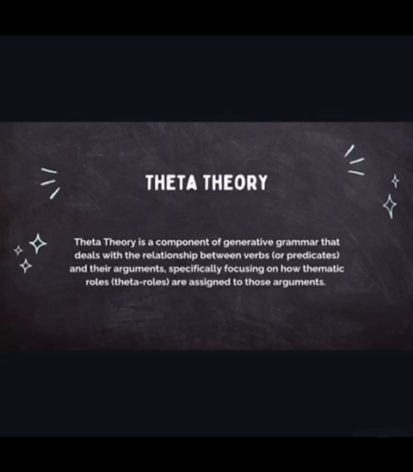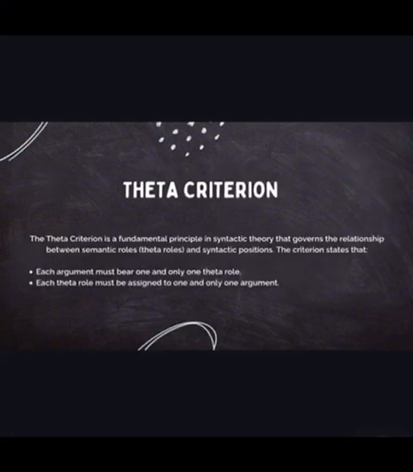Theta theory. This theory is crucial for understanding sentence structure and grammaticality in natural language. And theta criterion. The theta criterion ensures a one-to-one correspondence between the arguments in sentences and their respective roles in the event described by the verb. These roles help to define how participants in an action relate to the verb, playing a crucial role in understanding sentence structure and meaning.